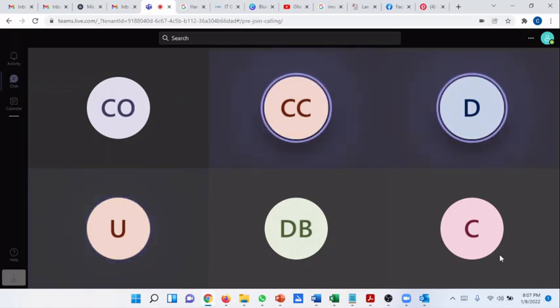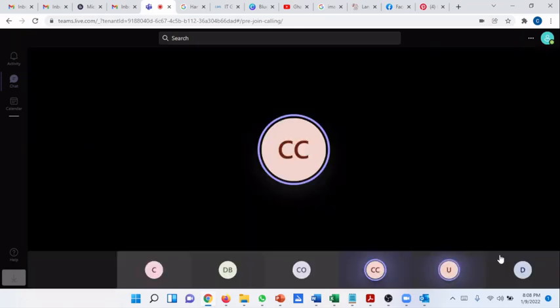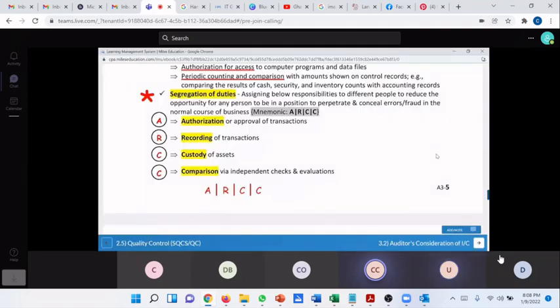I think the rule of thumb, and I'll just share something. Now, the rule of thumb in case of any segregation of duties, this is the rule which is called ARCC.